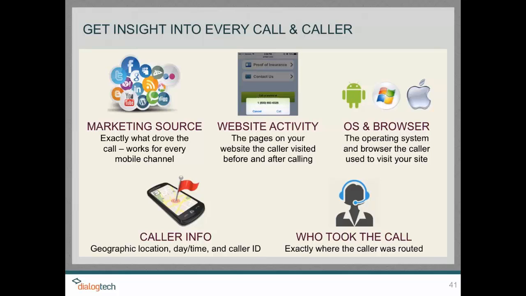You can also see which operating system and browser a lead was using when they visited your site before calling. When the caller calls, you can see the exact geographic location of every single phone call. You'll capture the day and time as well as the caller ID. And you'll see who took the call. Where did the call go? So if you're doing a national campaign with local search, you can see exactly how many calls you generated to each location using trackable phone numbers.